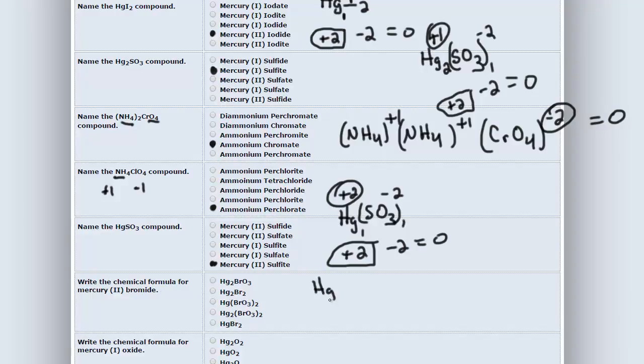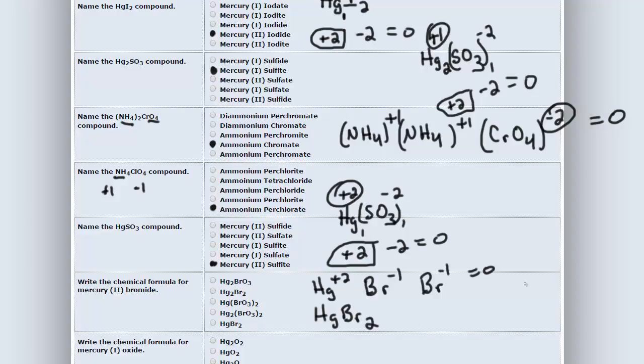Now we have to write the formula for mercury 2 bromide. Mercury 2 is Hg with a +2. That's mercury 2. Bromide, Br, is a -1 charge. And we have to get to 0, so I'm going to need another one of these bromides. +2 minus 1 equals 0. So we're going to get HgBr2.